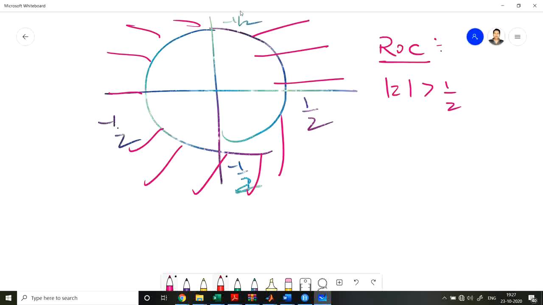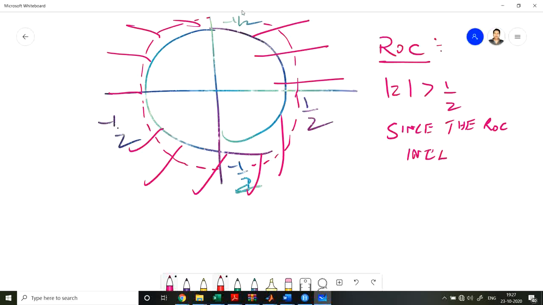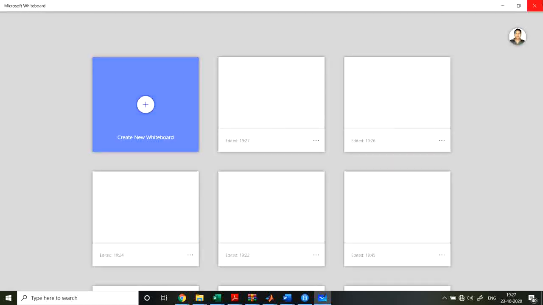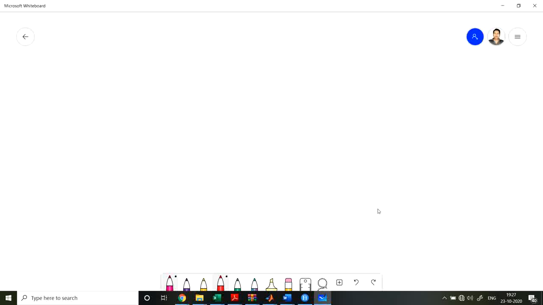Now this ROC includes the unit circle. So here we have the unit circle. Since the ROC includes the unit circle, the system is stable. The system is stable. Let us do another problem.